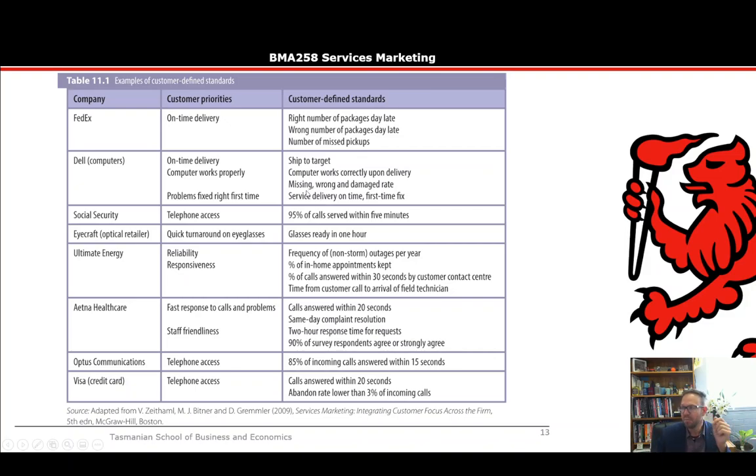Just get it working. Missing and wrong and damaged, and all these other things there. Social security, telephone. So the customer priorities are telephone access, and 95% of calls are serviced within 5 minutes. And we can go through all these things, but for different businesses in different markets, customer priorities vary, and therefore the customer-defined standards vary as well. And it's important that we understand that, and the only way we get to know that is by marketing research and getting close to our customers.